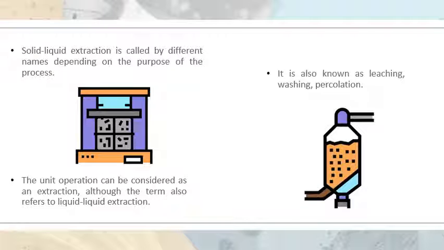The solid-liquid extraction is called by different names, depending on the purpose of the process. It's also known as leaching, washing, or percolation, and others. The purpose of this operation can be diverse, since many biological substances, as well as inorganic and organic compounds, are found as a mixture of different components in a solid. In leaching, the amount of soluble material removed is often considerably greater than in ordinary filter washing, and the properties of the solid can change considerably during the leaching operation.